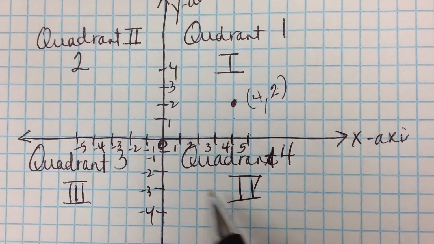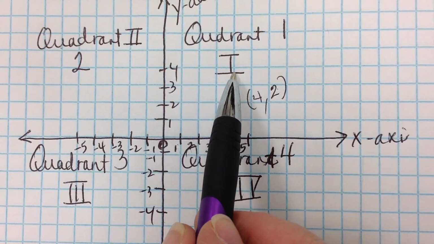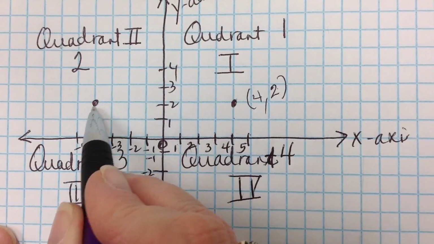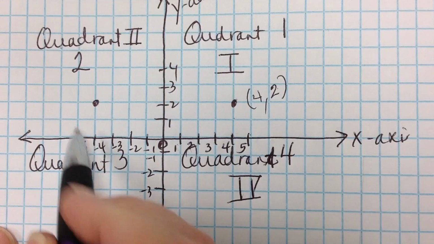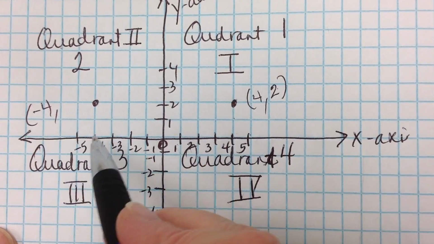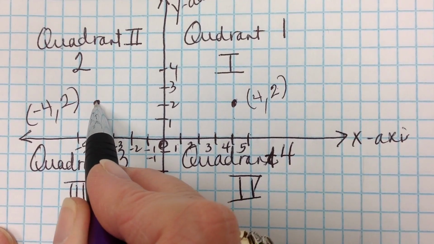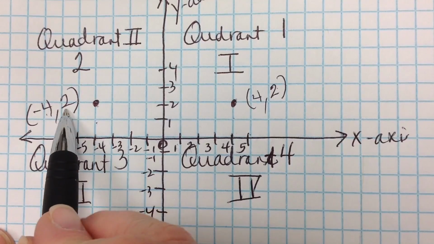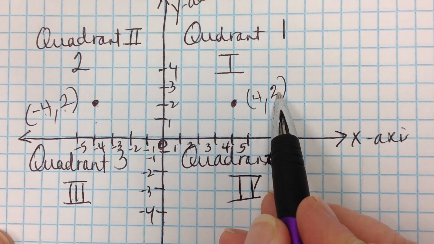Quadrants go counterclockwise. This is quadrant 2. Notice I'm using Roman numerals. Here's I, II. Let's name this point. Go the x road first, go out on the x to -4, and you go up 2 on the y. So the name of this point is (-4, 2). To be in quadrant 2, the x is negative and the y is positive. To be in quadrant 1, they're both positive.